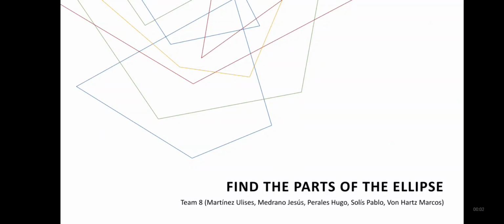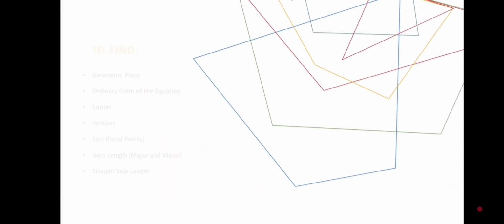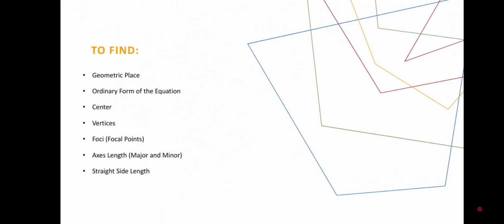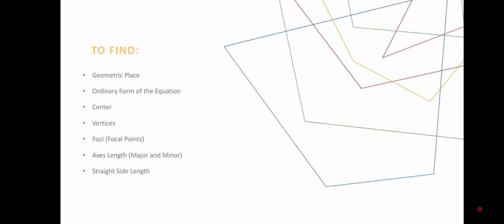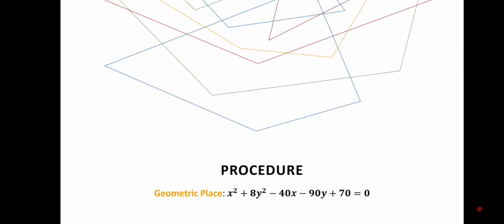Hello everyone! In this video we are going to find the parts of the ellipse, specifically the geometric place, the ordinary form of the equation, the center, the vertices, the focal points, the major and minor axis length, and the straight side length. For the procedure we are going to use the geometric place of the equation x squared plus 8y squared minus 40x minus 19y plus 70 equals 0.